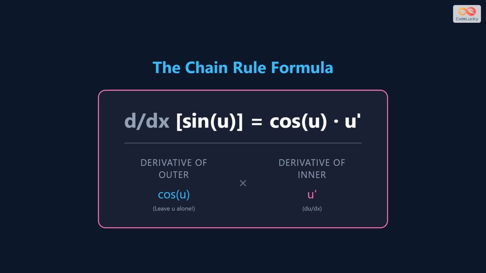Here is the official formula you need to memorize. The derivative of sine of u is equal to cosine of u multiplied by u prime. Notice that the u inside the cosine stays exactly the same. We do not change it yet. We just multiply the whole thing by the derivative of u at the end.